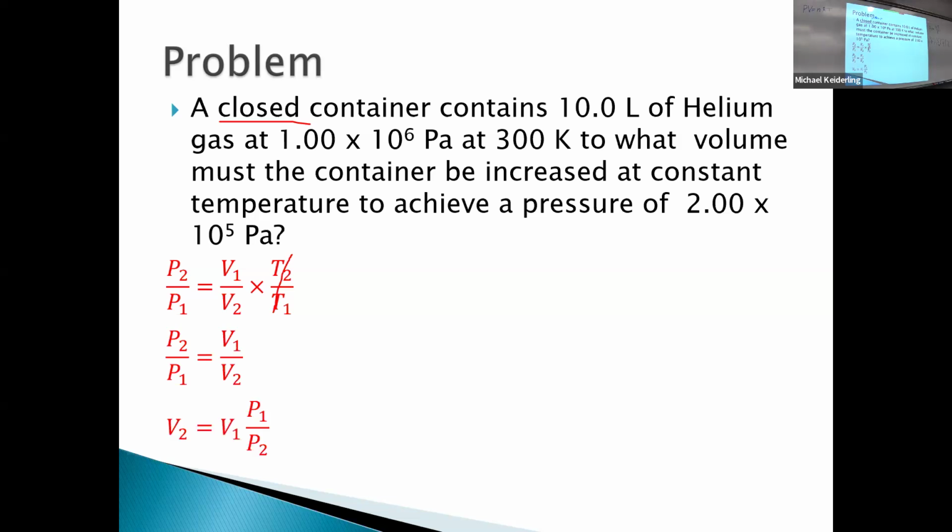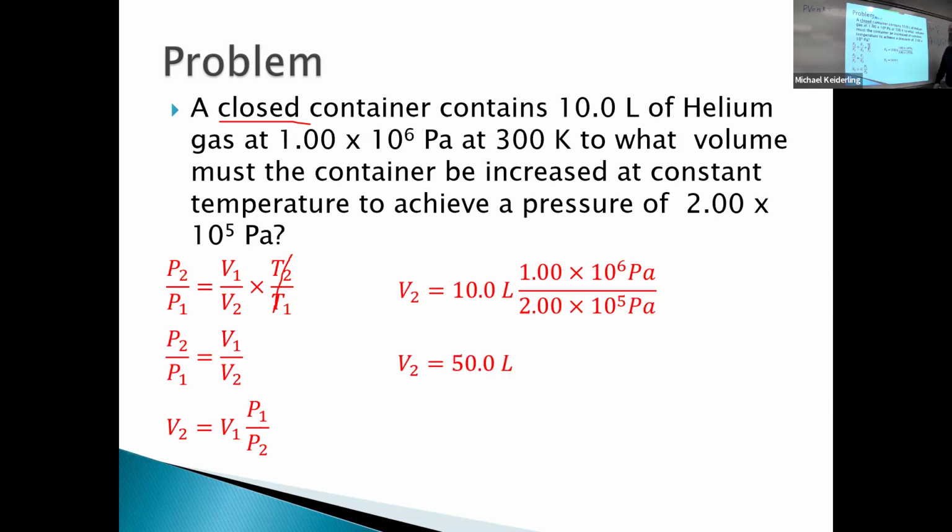So if we solve for volume 2 equals volume 1 times P1 over P2. So volume 2 is going to be 10 liters. So it's 1 times 10 to the 6 pascals divided by 2 times 10 to the 5 pascals. 1 times 10 to the 6 divided by 2 times 10 to the 5 is just 5. So this will need to be increased to 50 liters.